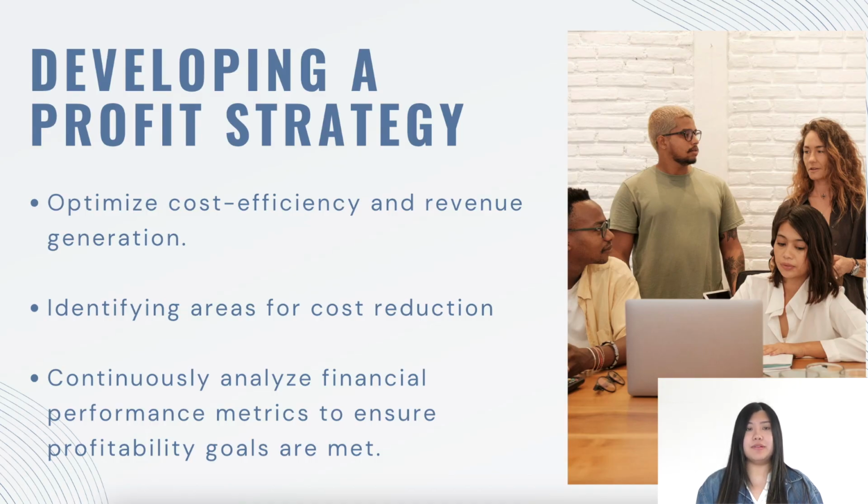One is to aim to maximize profit by optimizing cost efficiency and revenue generation. Another thing you want to do is to monitor and control costs by identifying areas for cost reduction or optimization. And the last thing you need to know is to continuously analyze financial performance metrics to ensure profitability goals are met.